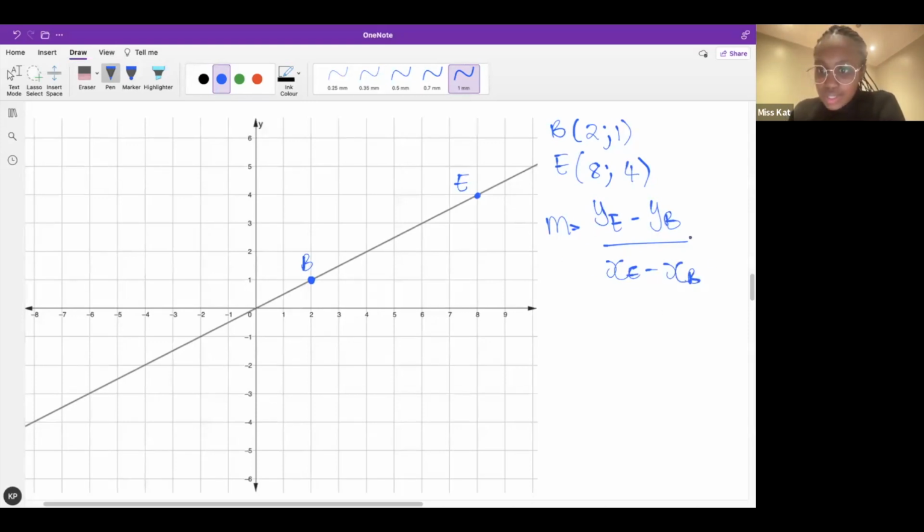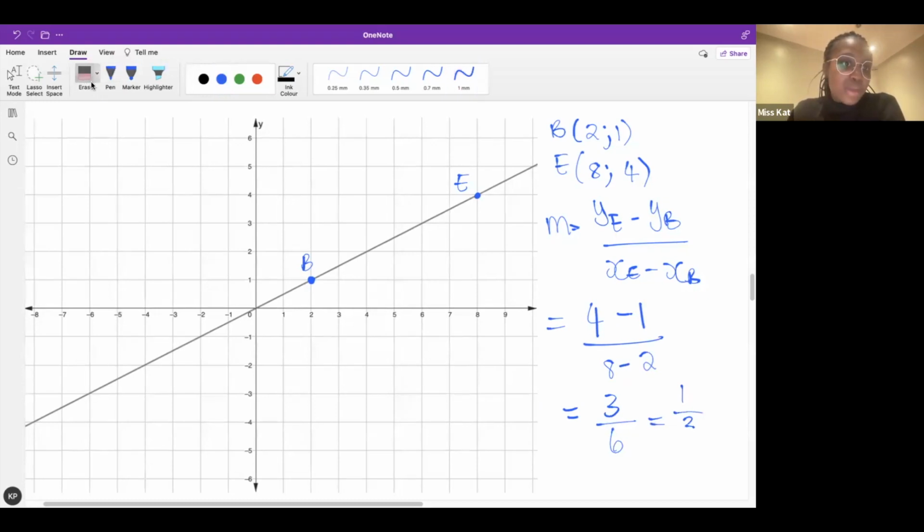So I'm going to use these. You guys can use any other point on this graph and let's see if we get the same answer. With my formula, it's going to say the y of E, which is 4, minus 1, over 8 minus 2, equals 4 minus 1 is 3 over 8 minus 2 is 6. This will give me 1 over 2. Did anyone else get the same answer with 2 different points? Therefore, my gradient is 1 over 2.